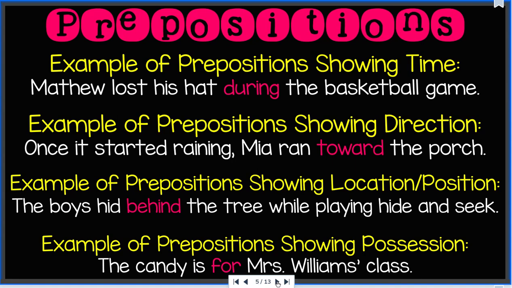Here's an example of a preposition showing direction. Once it started raining, Mia ran toward the porch. Toward tells us in which direction Mia ran. Here's an example of a preposition showing location. The boys hid behind the tree while playing hide and seek. Behind tells us the location of the boys: behind the tree.